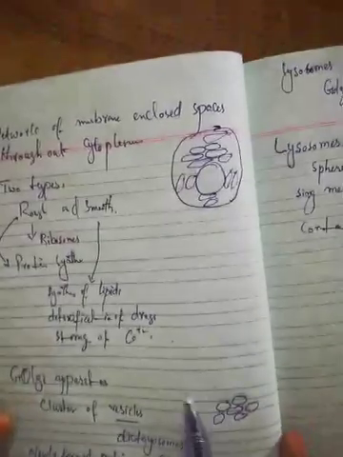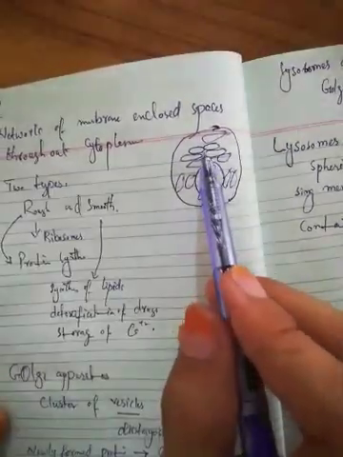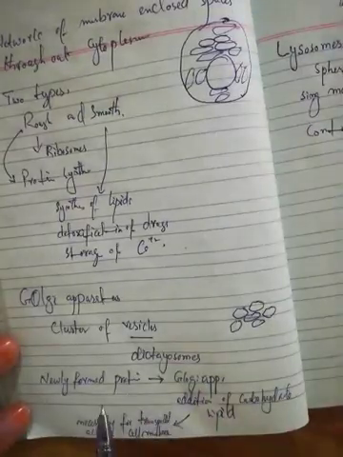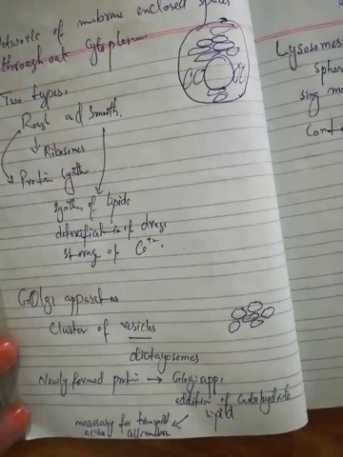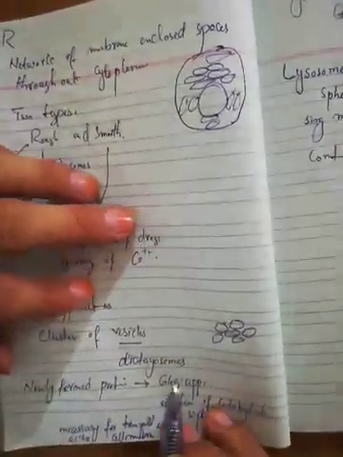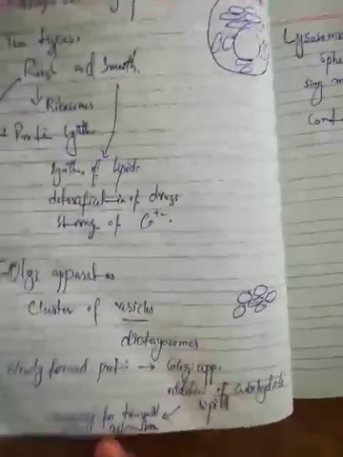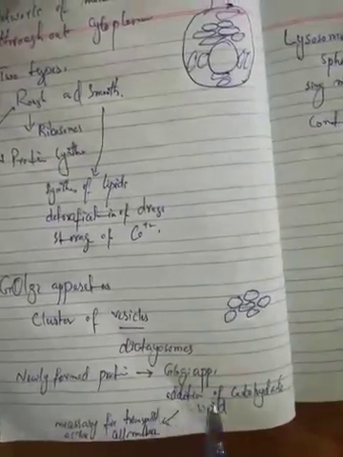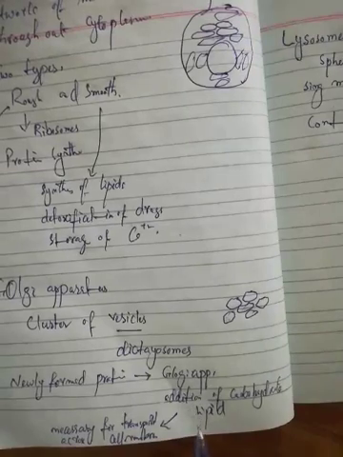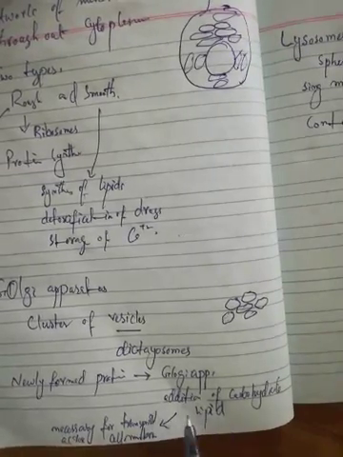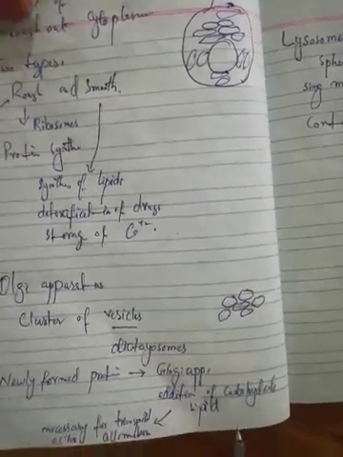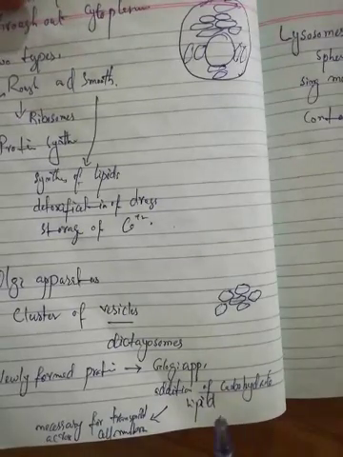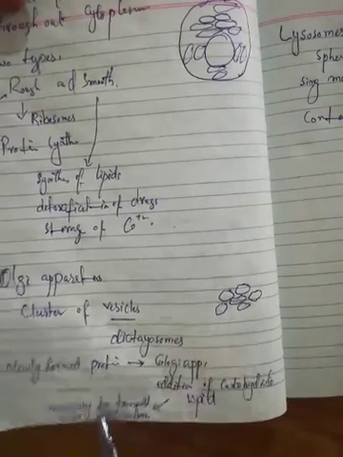When protein is synthesized in rough endoplasmic reticulum, the newly synthesized protein is forwarded to the Golgi apparatus. In this fashion, the newly formed protein in rough endoplasmic reticulum is forwarded to the Golgi apparatus, and Golgi apparatus adds carbohydrate and lipid to that protein, and this modification is necessary for transport of that protein across the cell membrane.